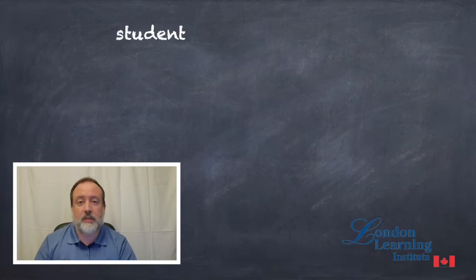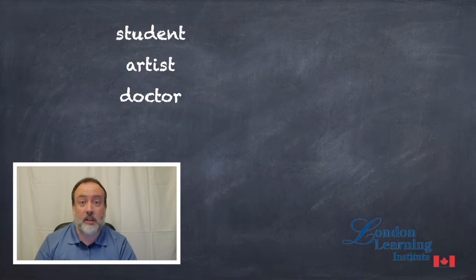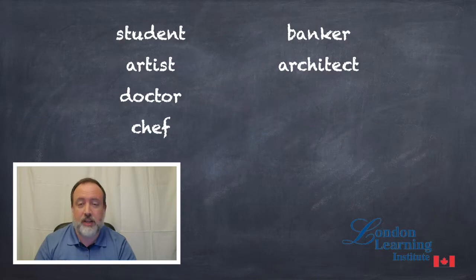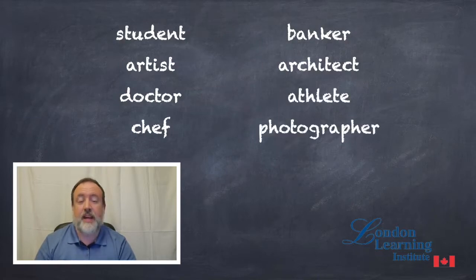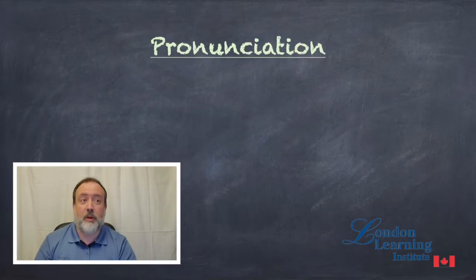Today we're going to talk about something a little bit different. We've been talking about jobs that people may have, and today we're going to continue with that theme. We're going to start with this list of jobs: student, artist, doctor, chef, banker, architect, athlete, and photographer. But today, we're going to talk about something a little bit different. We're going to talk about pronunciation.